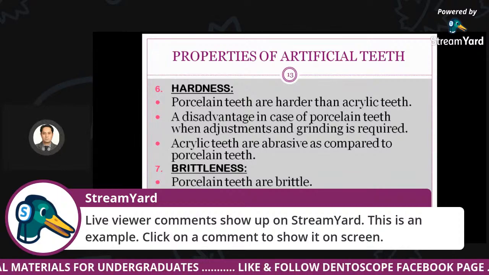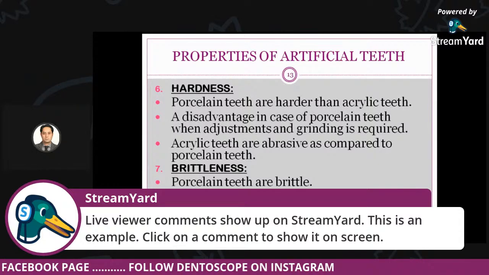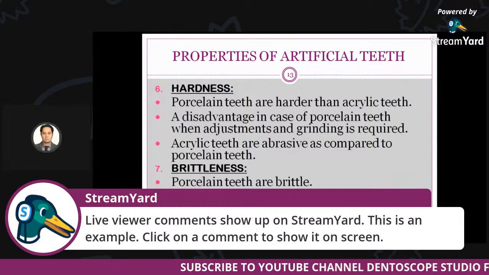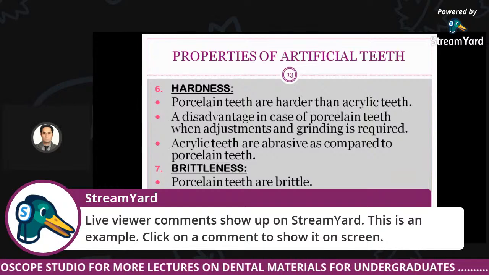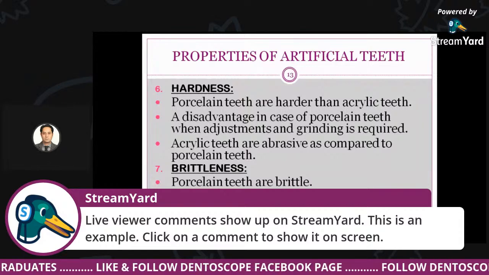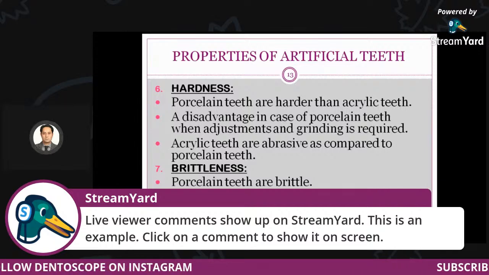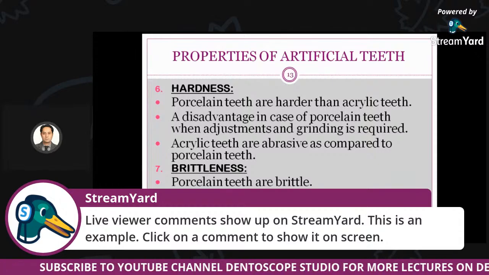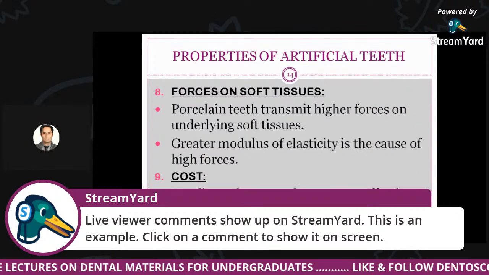The brittleness is also a very big problem with the porcelain teeth. They are hard, but they are brittle at the same time. So the main problem with the porcelain teeth is that if you try to do some sort of occlusal adjustment or something like that, it will easily chip off. The porcelain tooth is going to chip off, which is a big disadvantage because of its brittle nature. In that case, we have to replace the entire tooth again. So the brittleness of porcelain teeth is a very big disadvantage.